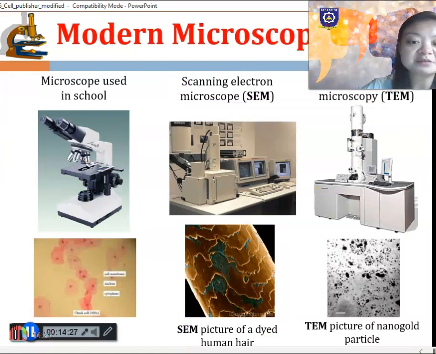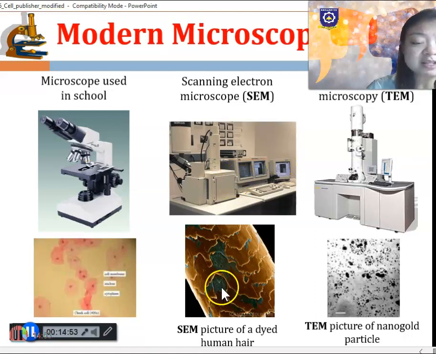Okay, so these are some of the microscopes. This is the microscope that you will see in school. This microscope is what we call a light microscope, and it's the most basic form of microscope. This is your electron microscope. This is something that is slightly more complicated. It will allow you to see even more magnified and clearer versions of tiny organisms, cells, or even objects.